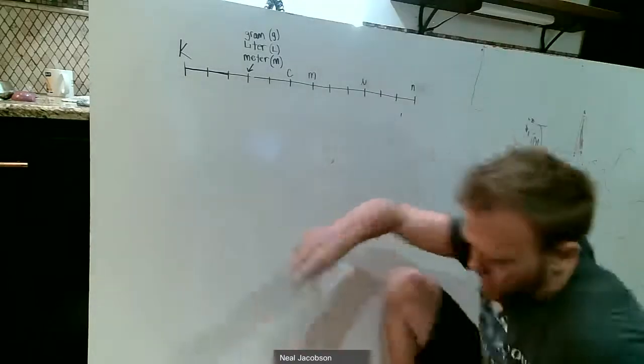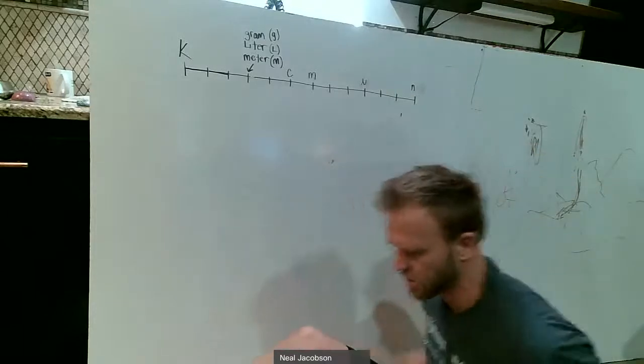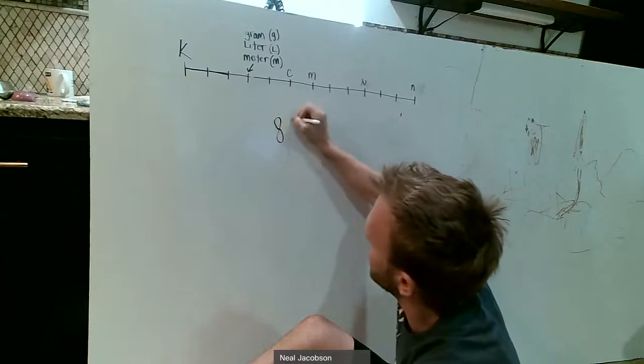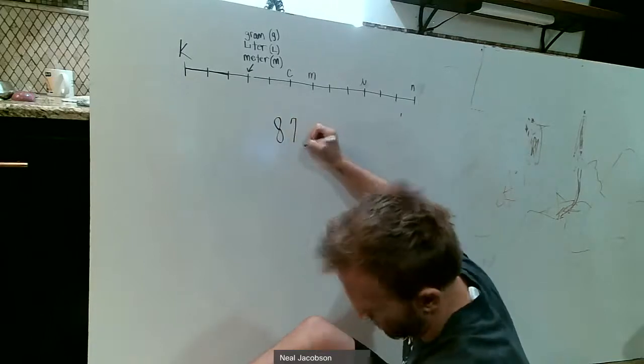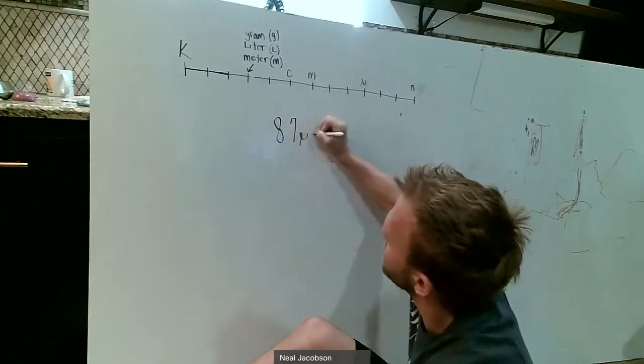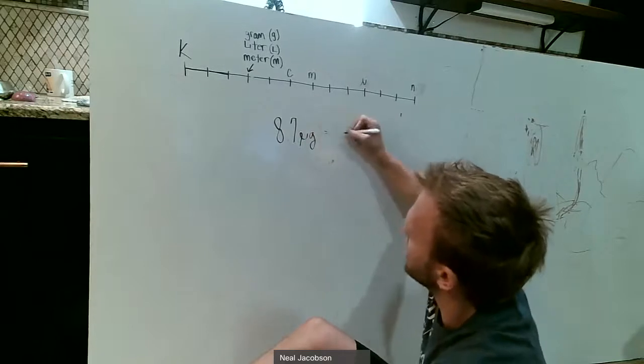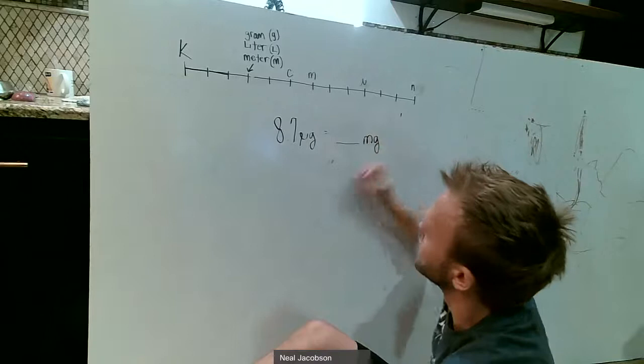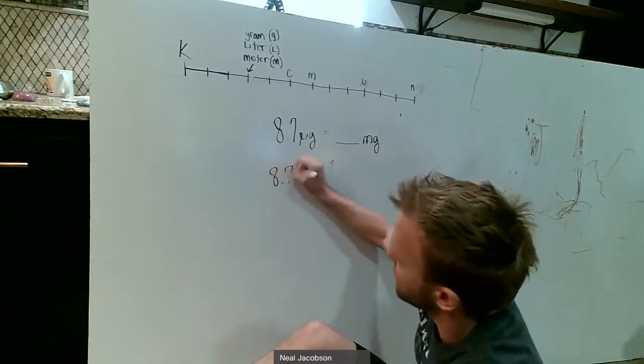All right, let's continue on. We just did 3.6 grams. Let's do 8.7 micrograms is equal to something milligrams. All right, like I said, let's just do our conversion.